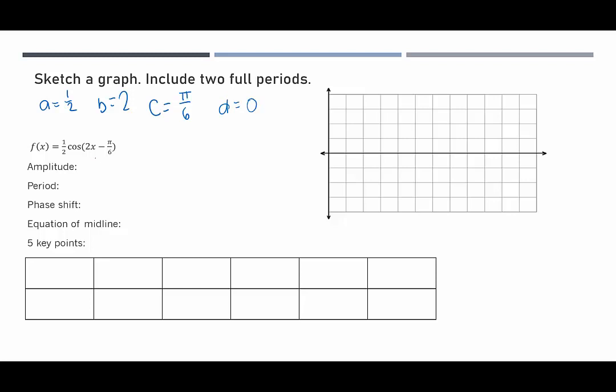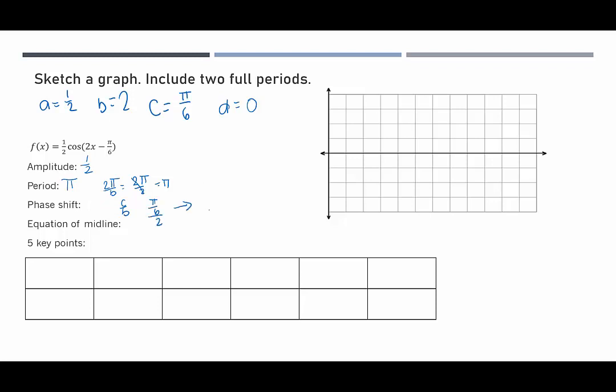The amplitude is the absolute value of A, so it's going to be 1/2. The period, remember how we figure out period? It's 2 pi divided by B. So in this case, it's going to be 2 pi divided by 2, which is pi. So the period will be pi, 1 pi. The phase shift, to calculate the phase shift, that's C over B. That will be pi over 6 over 2.